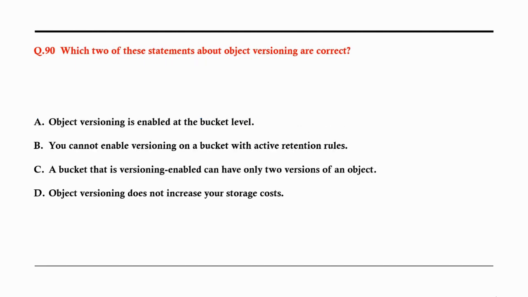Question 90. Which two of these statements about object versioning are correct? The correct answer is A and B. A stands for object versioning is enabled at the bucket level, and B stands for you cannot enable versioning on a bucket with an active retention rule.